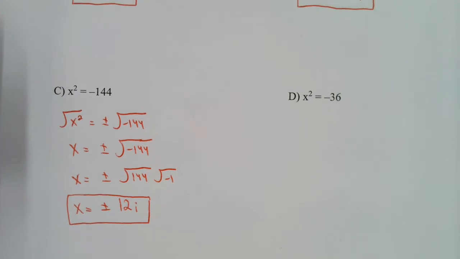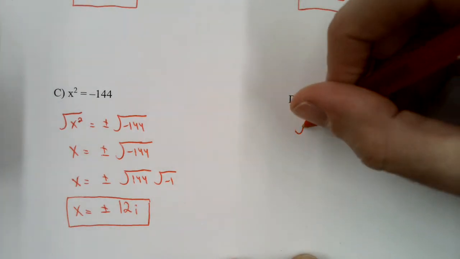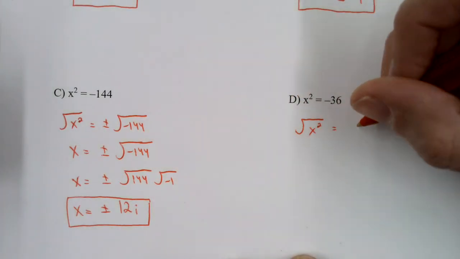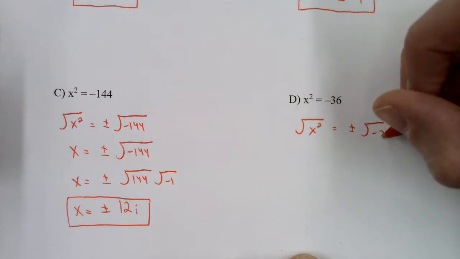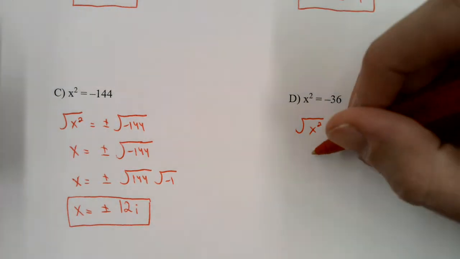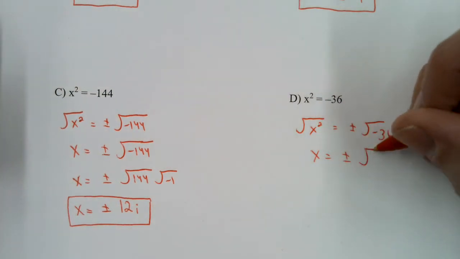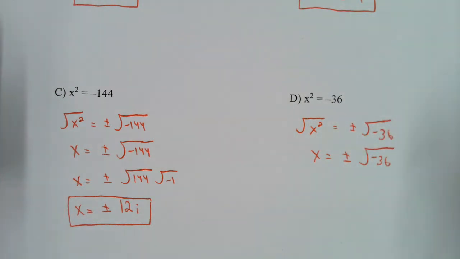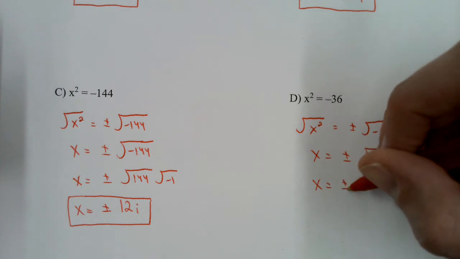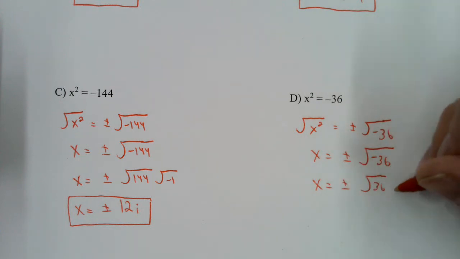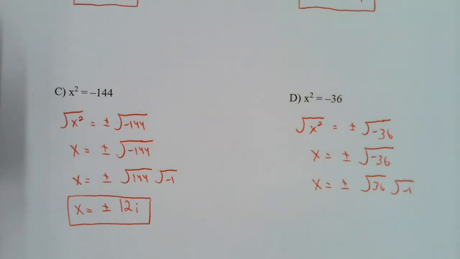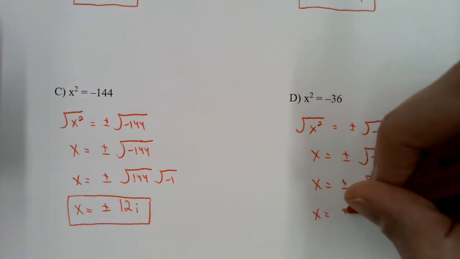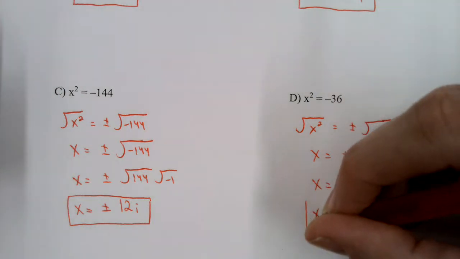Okay, part D, solve that. Take the square root of each side. Positive and negative on the right. So x equals positive and negative square root of negative 36. I won't skip any steps. So next I'll do x equals positive and negative square root of 36 times square root of negative 1. Square root of 36 is 6, and the square root of negative 1 is i. So x equals positive and negative 6i.